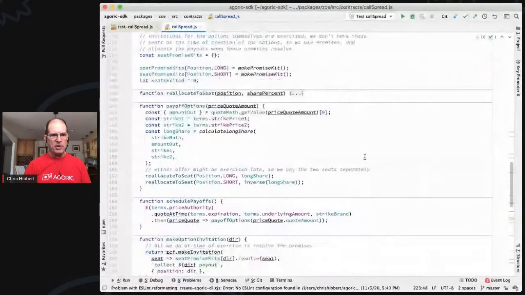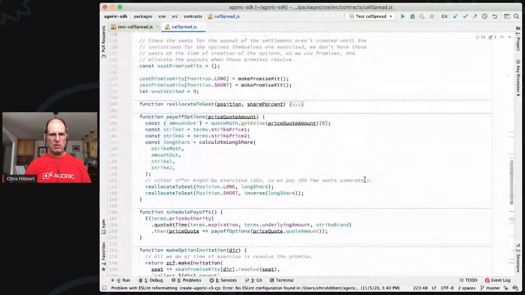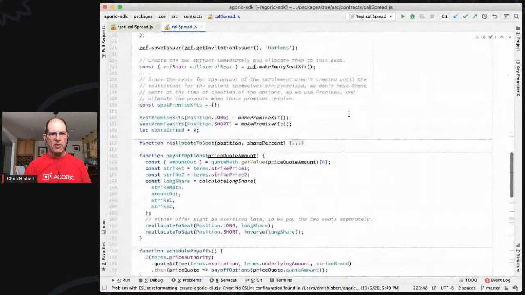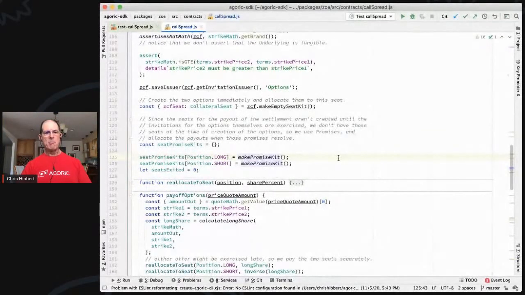You saw that up at the beginning. Here, sorry, I don't mean to scroll around quite so much. At the very beginning of the contract, after we had done the validation, what I use is an underlying function that makes a promise kit, which returns the ability to resolve the promise, the ability to reject the promise, and the promise itself, which you can use to get the value that it's eventually resolved to. So I store each of those, one for the long and one for the short, so that I can use them again later.